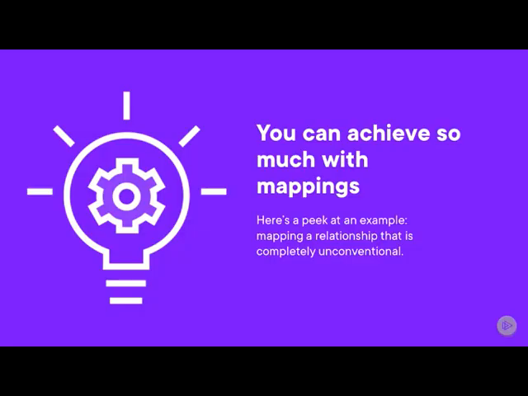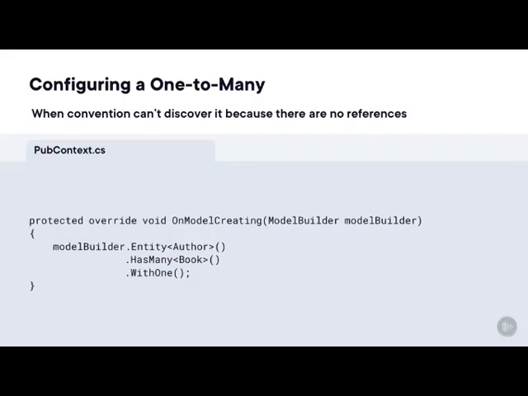While I won't be spending a lot of time on custom mappings in this module, I do want you to realize how much you can achieve with them. So I just want to show you quickly that it's even possible to add a configuration into the DB context to make the data model aware that there really is a relationship between book and author, even without any navigation properties. This is what that configuration would look like in the pub context on model creating method.